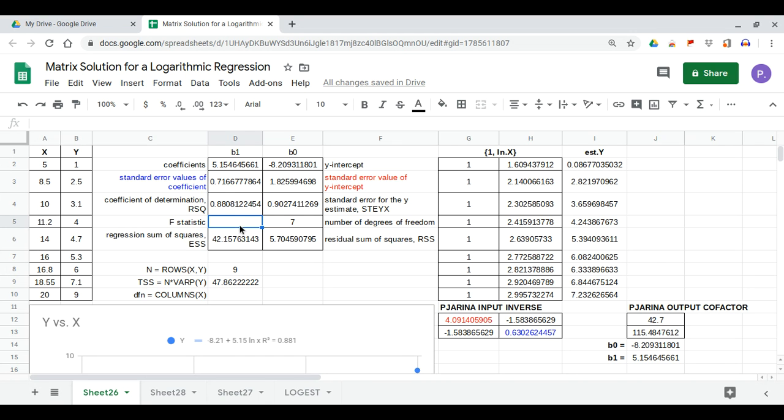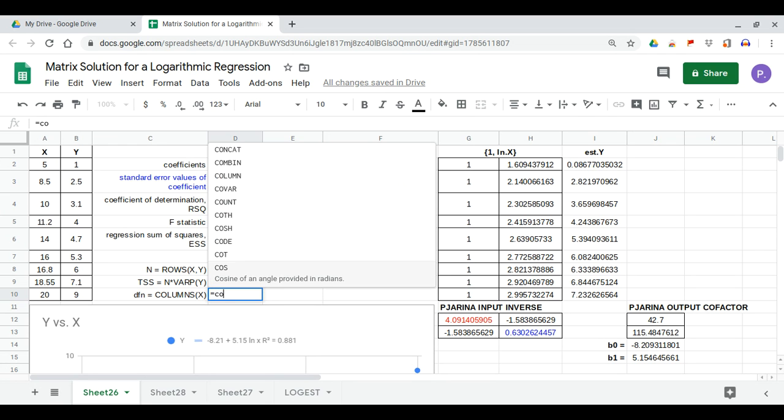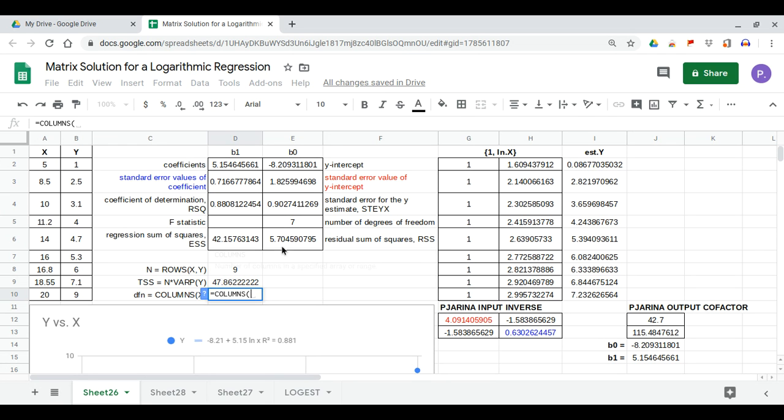Next, we calculate the F statistic, which is equal to ESS divided by degree of freedom of the numerator, which is actually 1. So degree of freedom of the numerator is equal to columns. And since you only have one independent variable, it's 1.